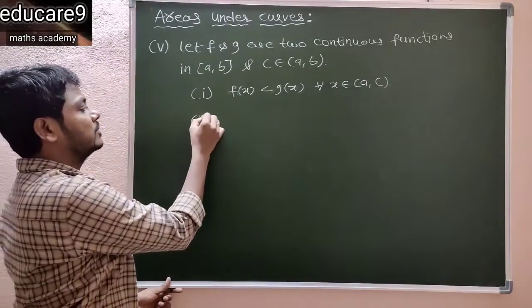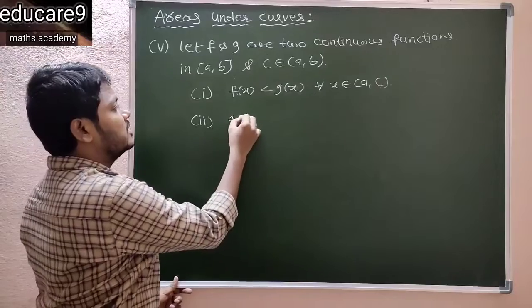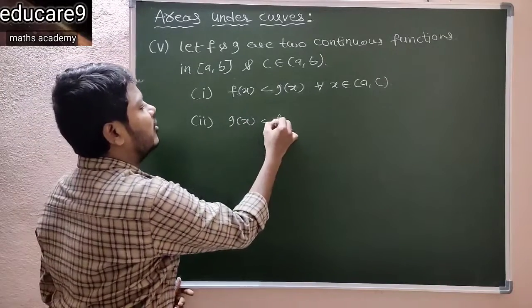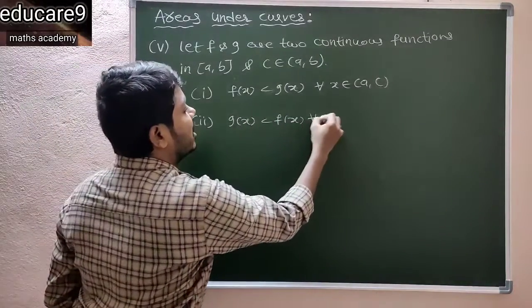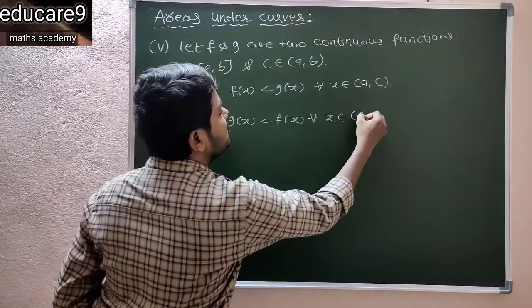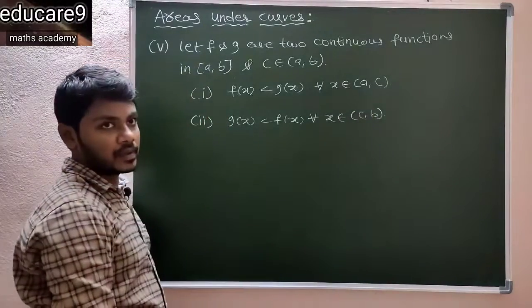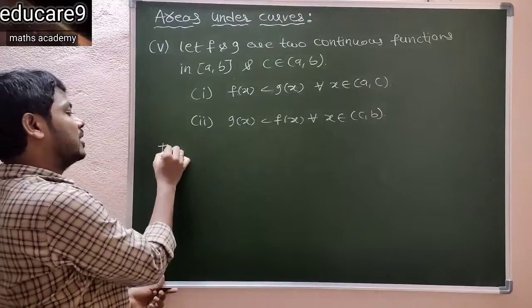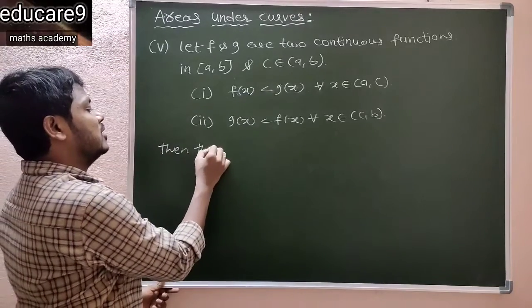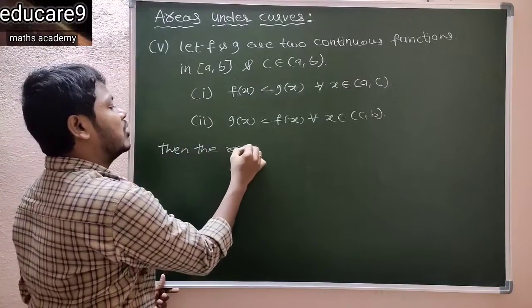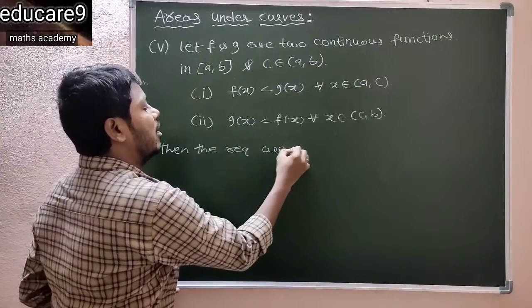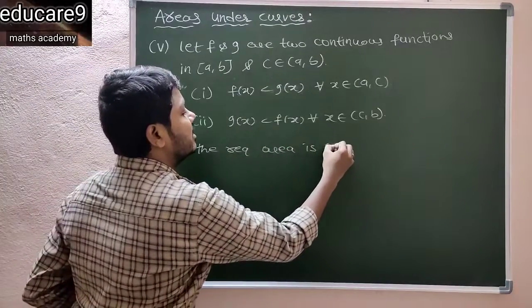And second one, g of x is less than f of x for all x belongs to [c, b]. So then the required area is given by.